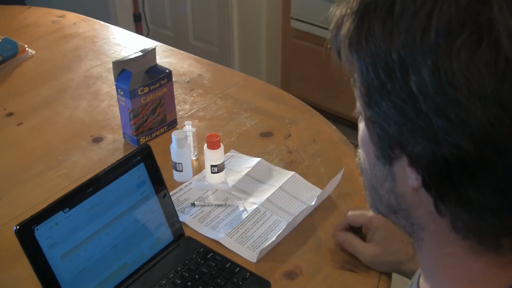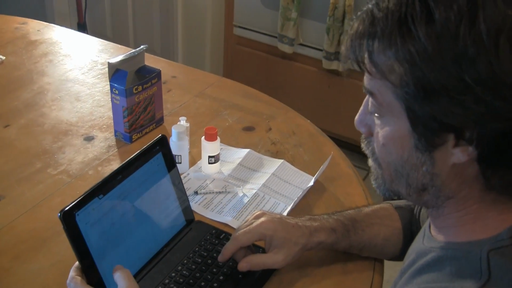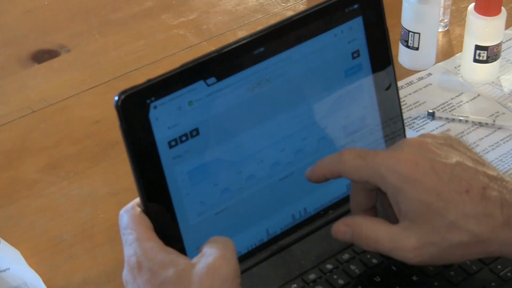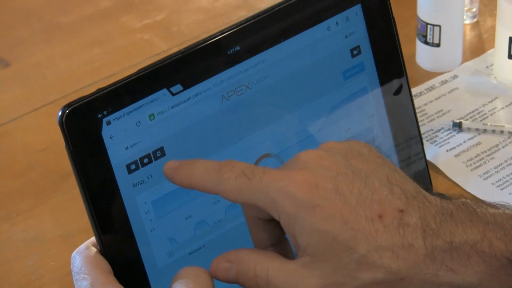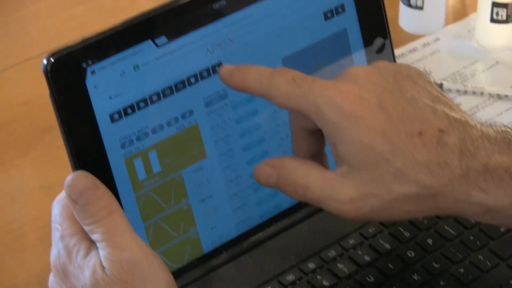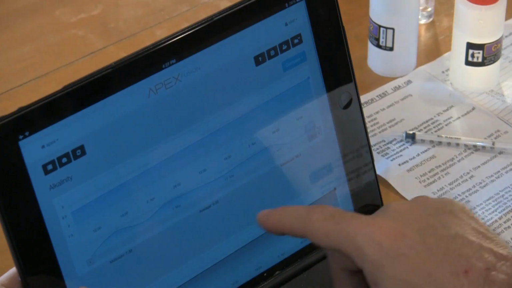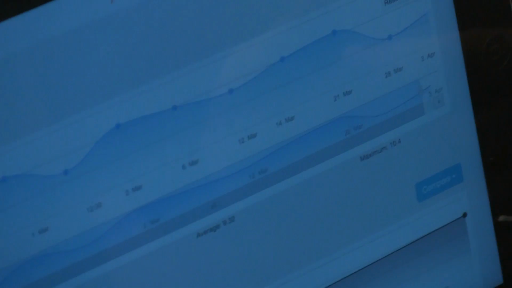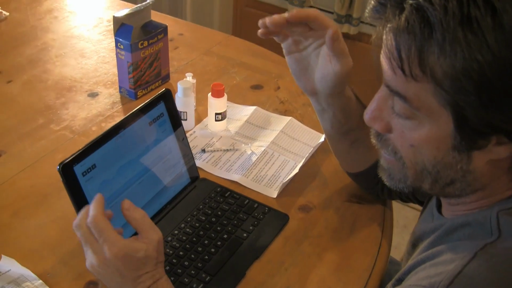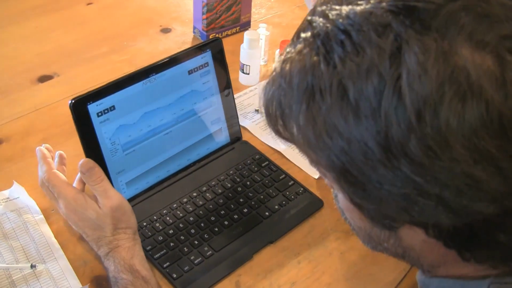Okay. So right now what we're going to do, I'm going to switch my screen over to my test results. I have some graphs in here for my recent test results, and I'll explain those. This is my alkalinity for the last several days. This is where we started. Before I set up the reactor, I had an alkalinity of 7.36.